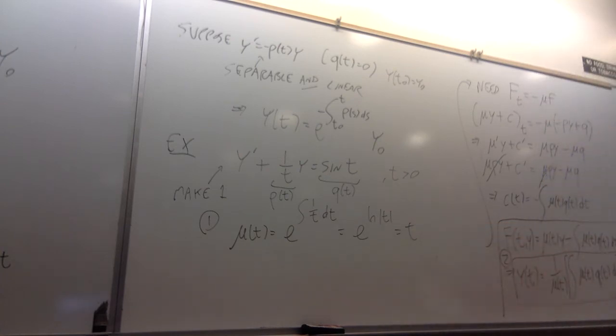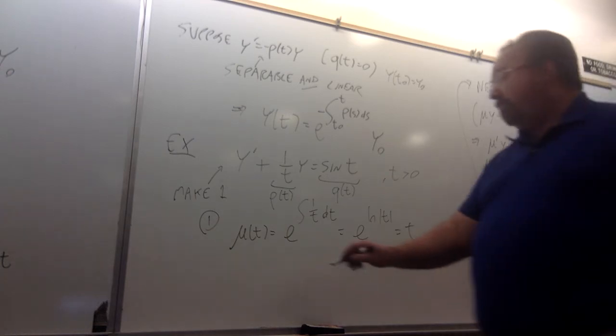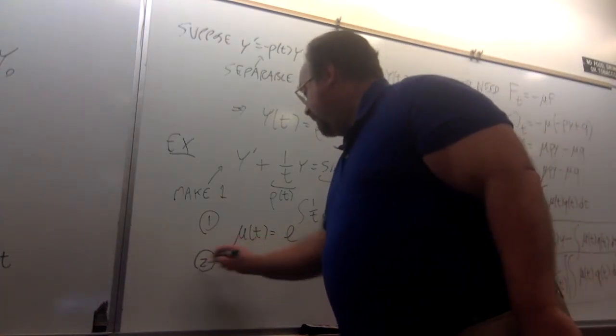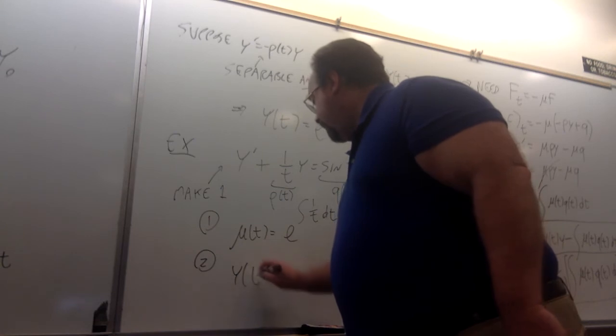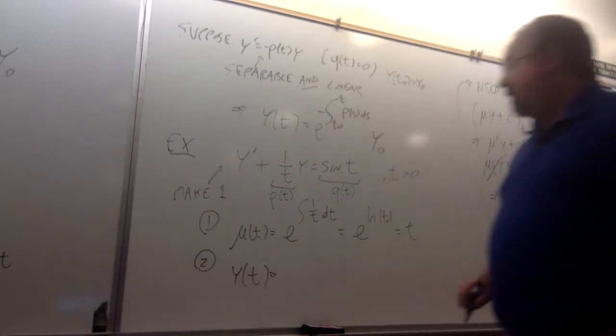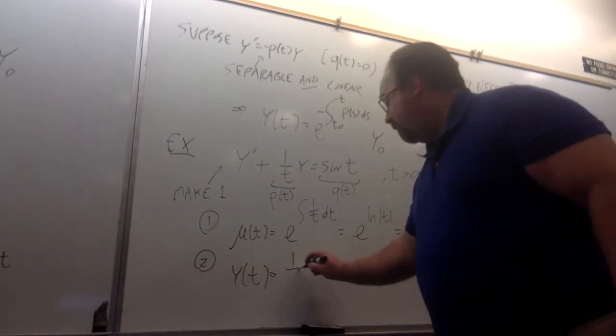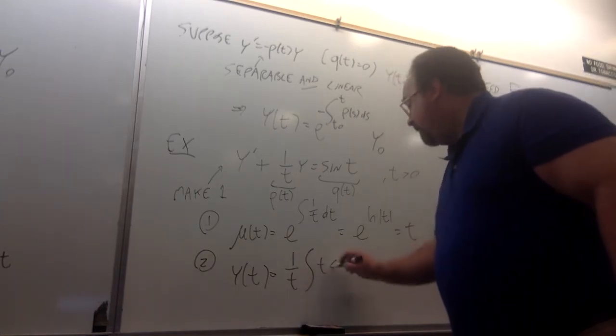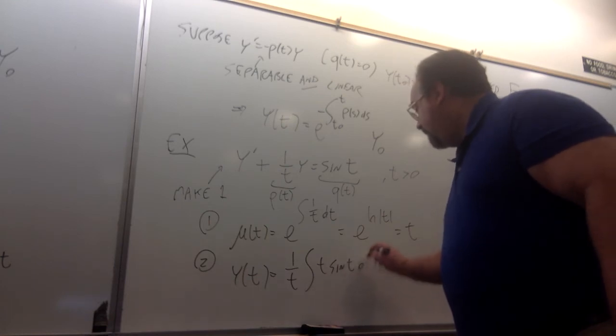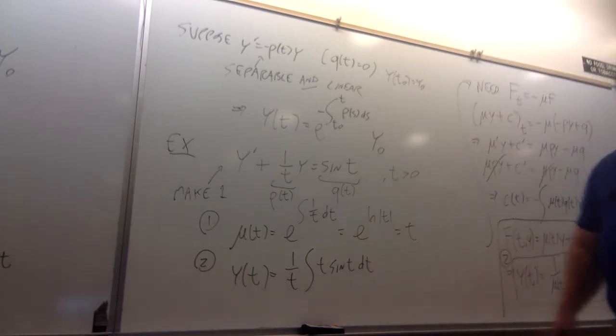So now you can jump directly to the solution formula. Since there is no initial condition given, I'll just use this one right here. So that would be 1 over t, integral of t sine t dt.